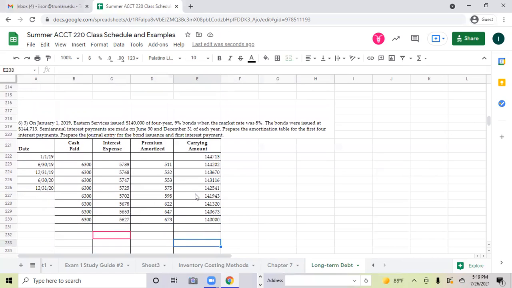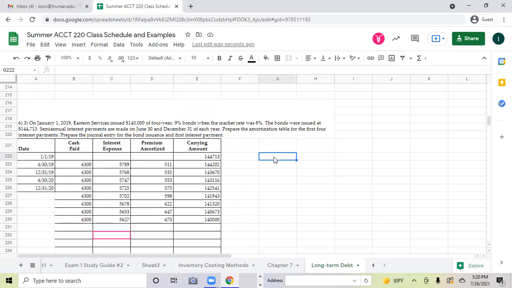So that's one step that you'll do on the test. And honestly, the example on the test is very similar to this. It may be a discount instead of a premium. I don't know. But the only difference on a discount is here we would start less than 140,000, so it'd be like 135,000 or 130,000 and then go up. Whereas because this was issued at a premium, it's going to go down. Does that make sense?